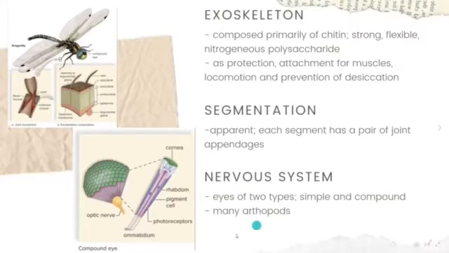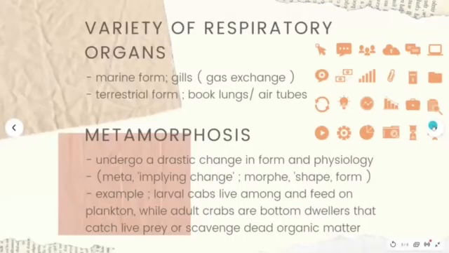Aside from that, the arthropods have respiratory organs, both for marine forms and terrestrial forms. The gills used by the marine forms are a thin-walled tissue for gas exchange, while the terrestrial forms have book lungs or trachea as a rapid way to transport oxygen directly to the cells.